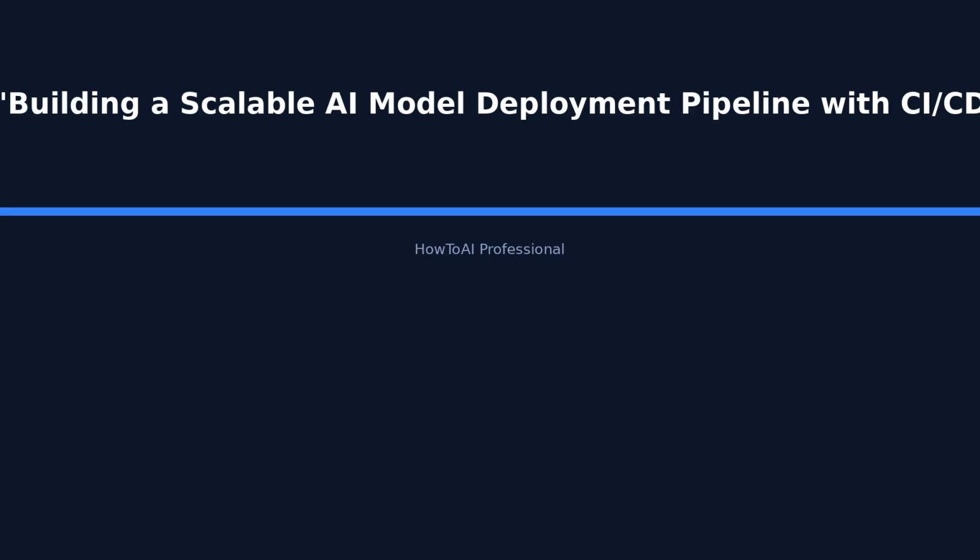The role of CI/CD in AI deployment. CI/CD plays a vital role in this process. Continuous integration (CI) refers to the practice of frequently merging code changes into a central repository, triggering automated builds and tests. Continuous deployment (CD) extends this concept to automatically deploy code changes to production once they pass predefined tests.